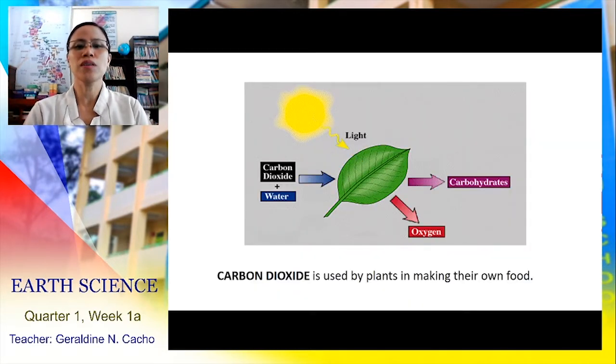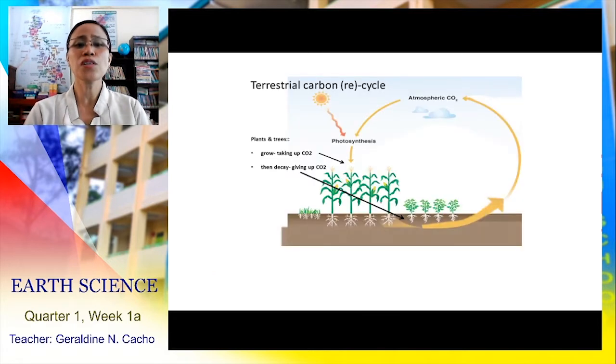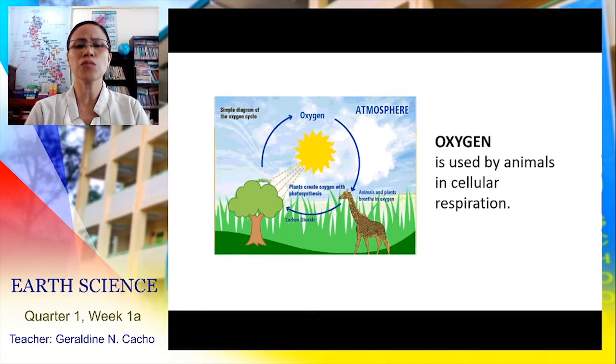The atmosphere contains many gases, just like carbon dioxide. This carbon dioxide is used by plants in making their own food. This food enables them to grow. Just like you, if you want to grow, then you have to eat and make your meals good. Another example of a gas in our atmosphere is oxygen. Oxygen is used by animals in cellular respiration.